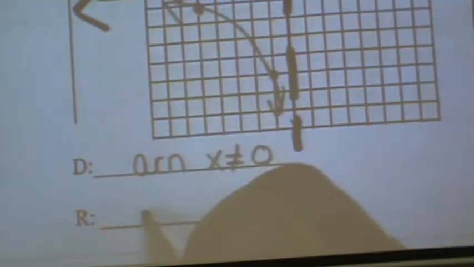Where's the other branch going to be? Good job. Now, can you describe the domain? All real numbers, x can't be 0. And for the range, all real numbers, y can't be 0.